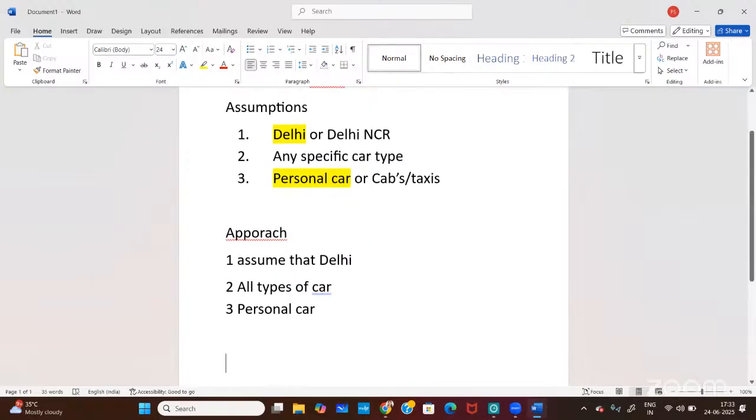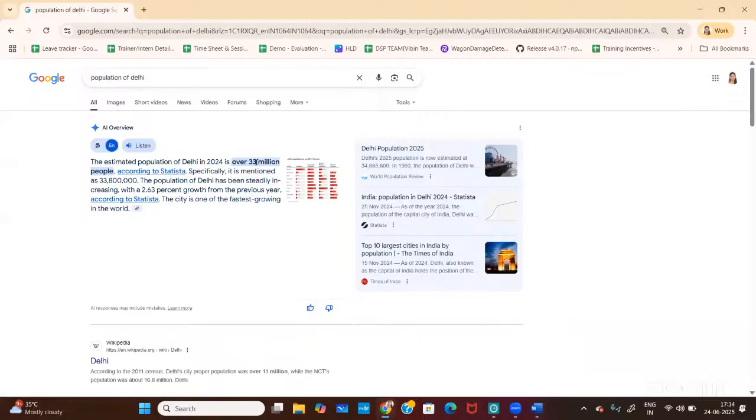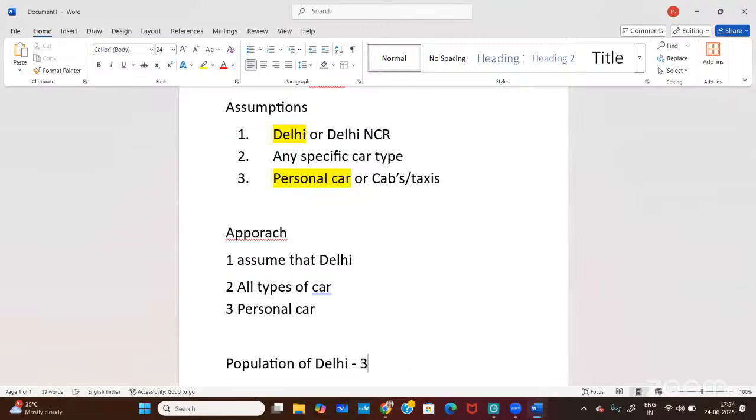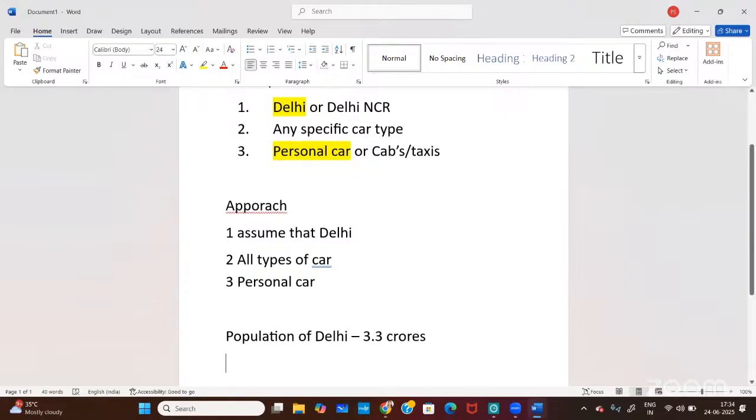To solve this, we need to know the population of Delhi. So let's see, the population of Delhi is 33 million, which is nothing but 3.3 crores. Now, once we find the population of Delhi, we need to approach the second part, which is all types of cars. We need to calculate how many cars there are.